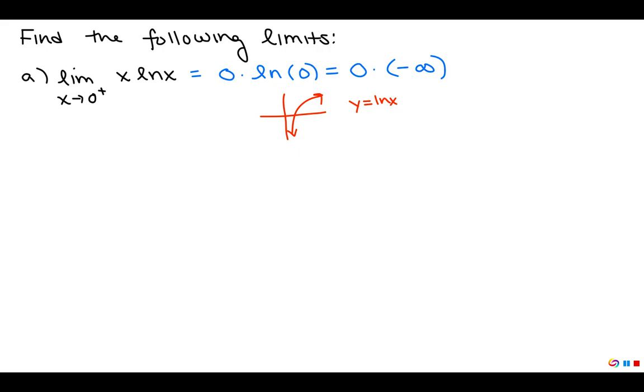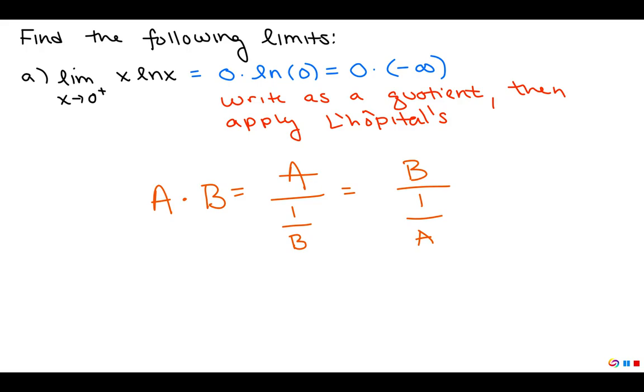Anytime we get that indeterminate case that's a product, we're going to rewrite this as a quotient so that we can use L'Hopital's rule. And so just in general, if you have the product A times B, you can always write that as A divided by 1 over B, remembering that when you divide fractions, you copy dot flip. This will give you A times B. Or you can write it as B over 1 over A. So it's kind of a general rule if you want to write a product as a quotient.